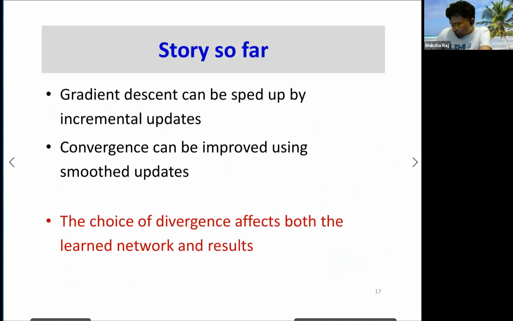And so the story so far is gradient descent can be sped up by incremental updates. Convergence can be improved using smooth updates. The choice of divergence affects both the learned network and the results.